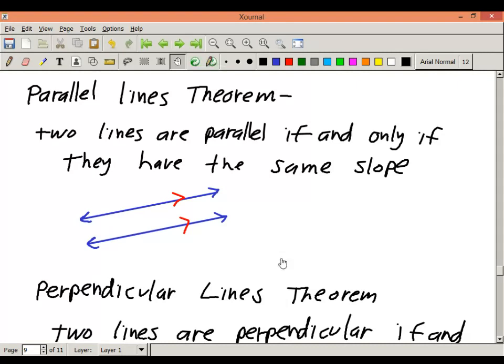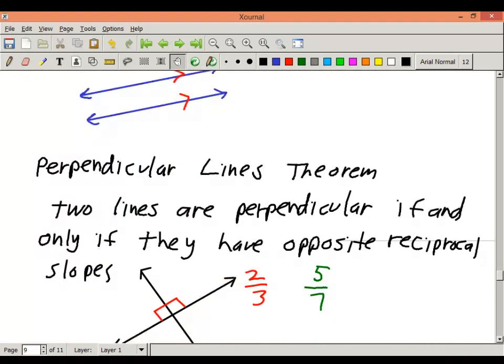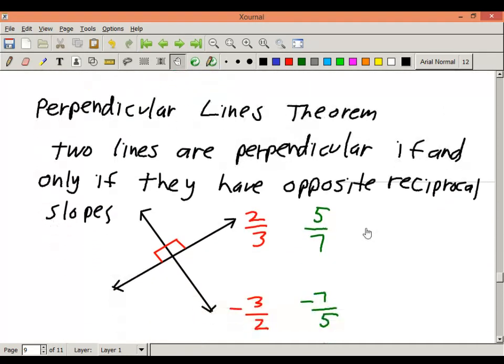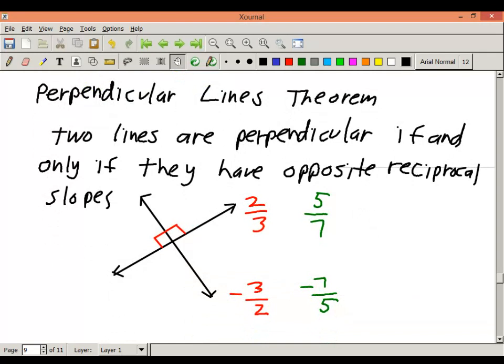Now, the other theorem we have today, which is not going to be proved, is the perpendicular lines theorem. And this theorem is also biconditional, and it says 2 lines are perpendicular if and only if they have opposite reciprocal slopes. So let's say I have one line there which has a slope of 2/3. You can see that right there. And the line which is perpendicular to it, then according to this theorem, would have the opposite reciprocal slope of -3/2.